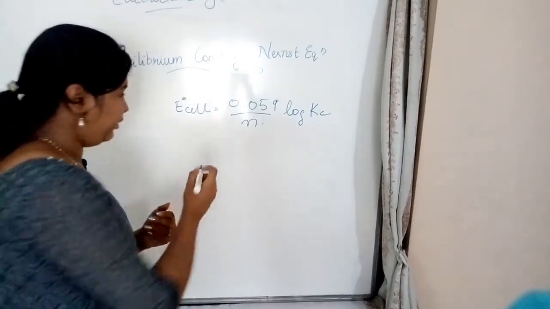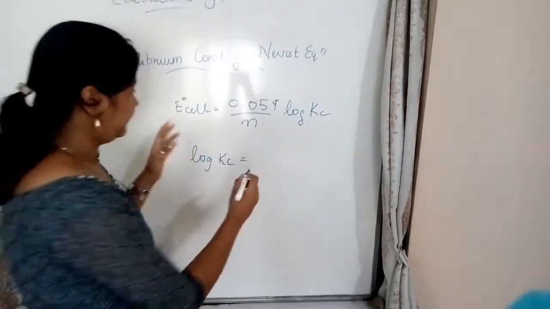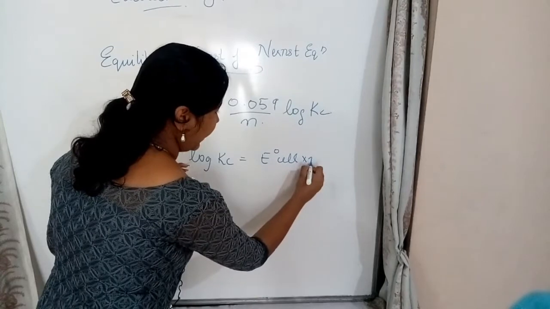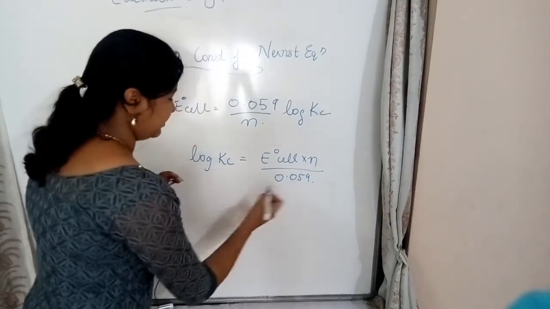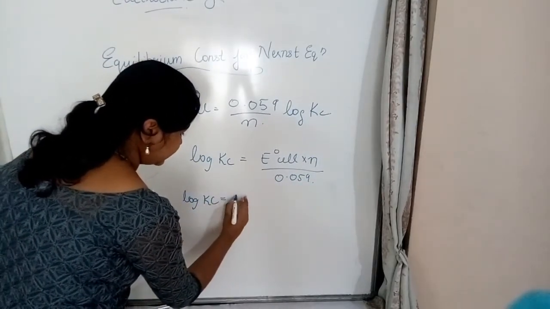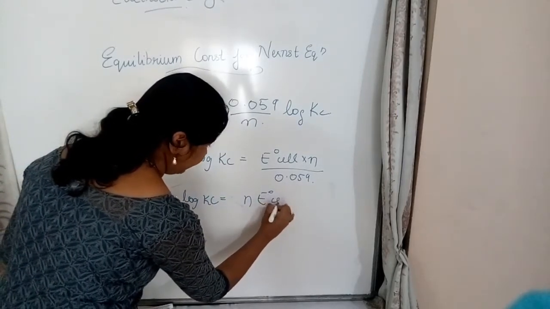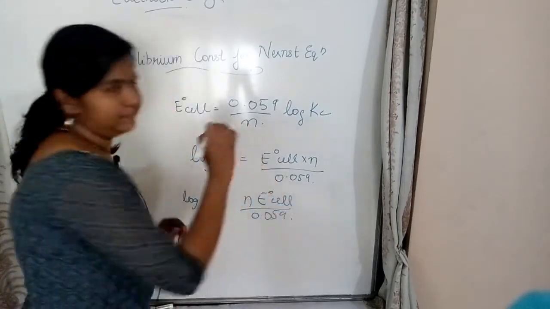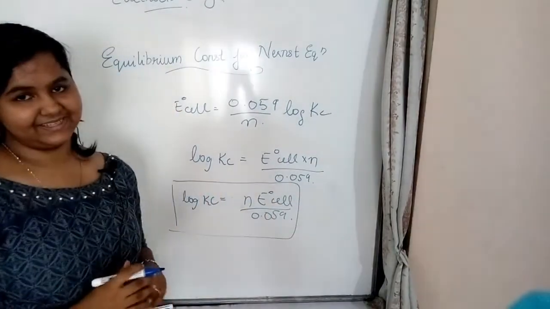Now we'll find what log Kc is, since that is also required. Log Kc is equal to E0 cell times n divided by 0.059. That is written as log Kc is equal to n E0 cell divided by 0.059. So this is the equation for log Kc.